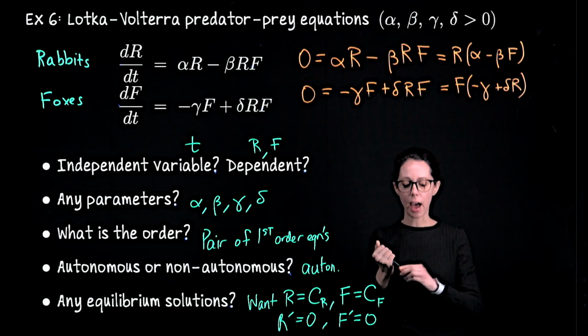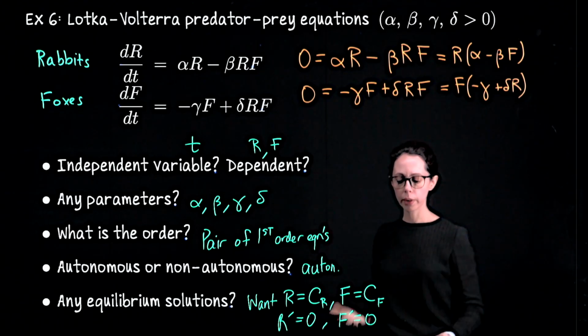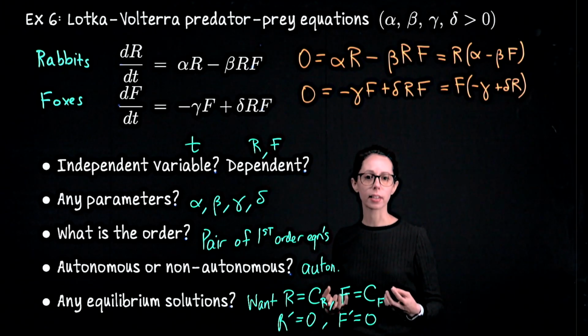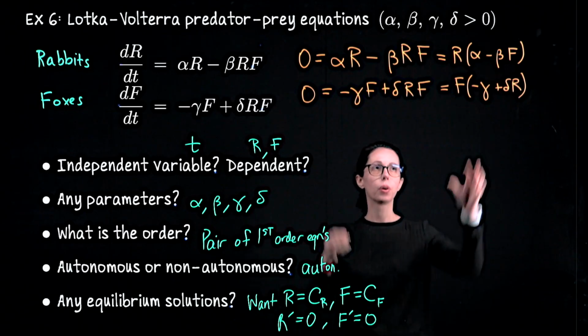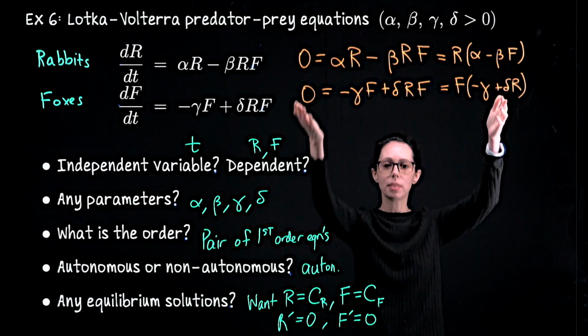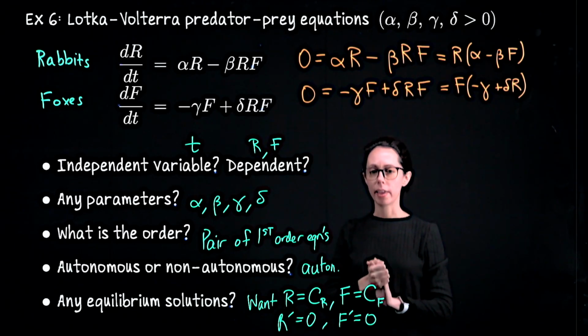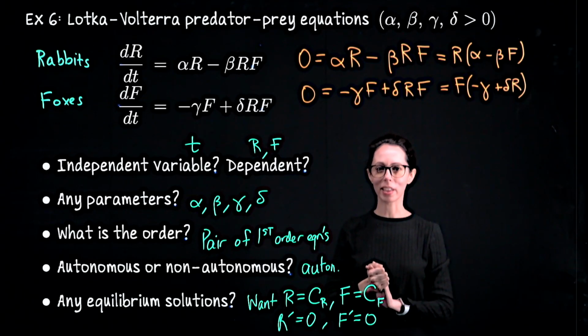Okay, take a look at that. What we're really trying to do here is find pairings of an R value and an F value which make both of these lines zero at the same time. So see if you can work it out, and then I will come back and finish the calculation.